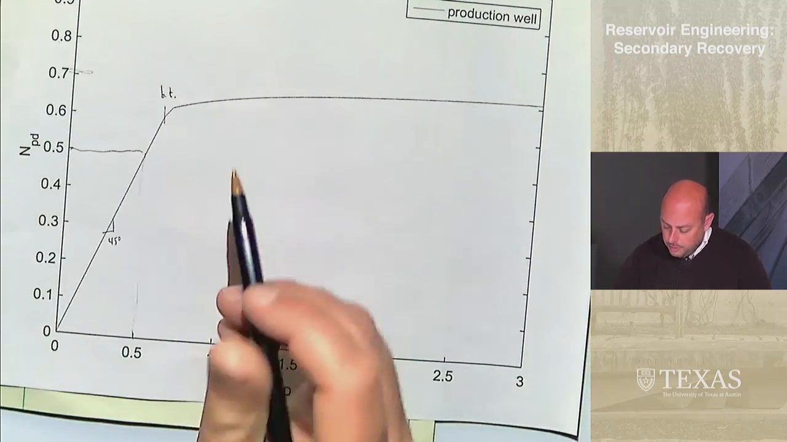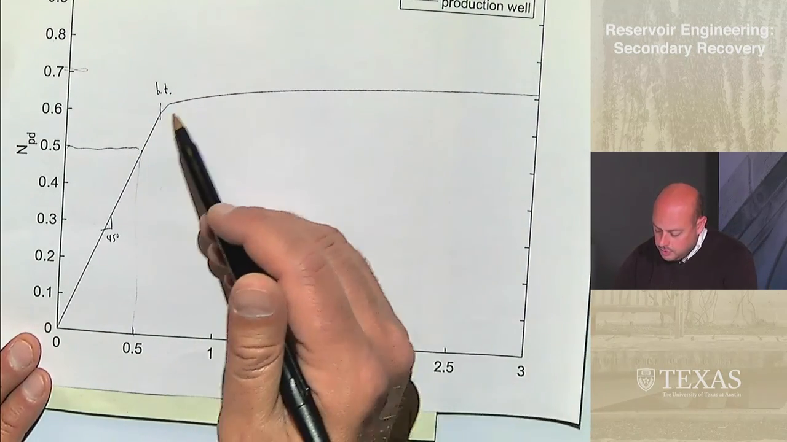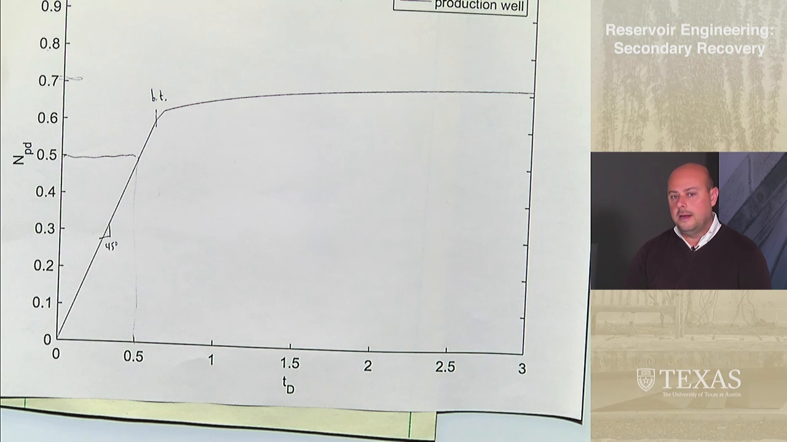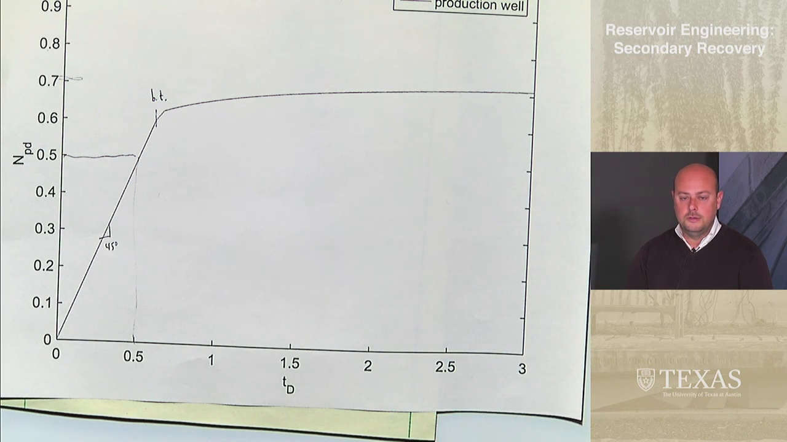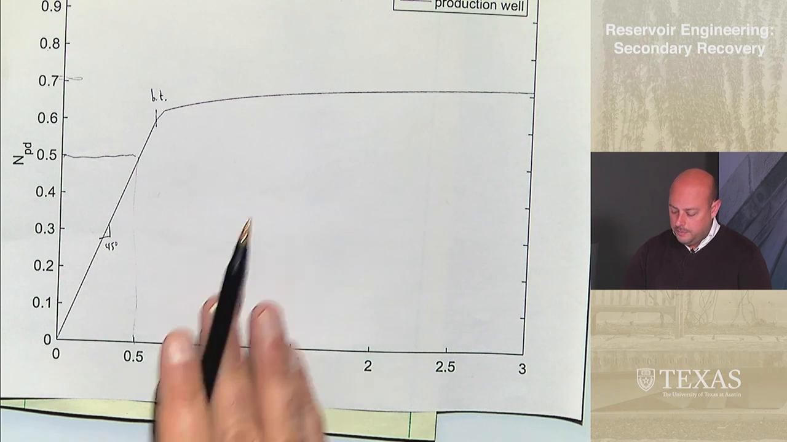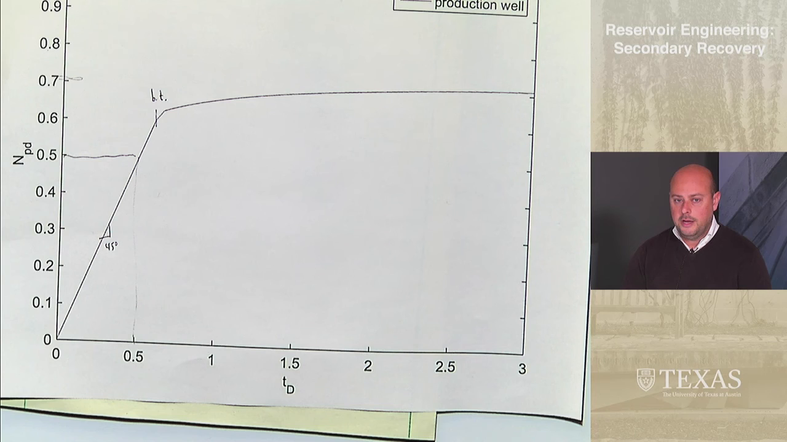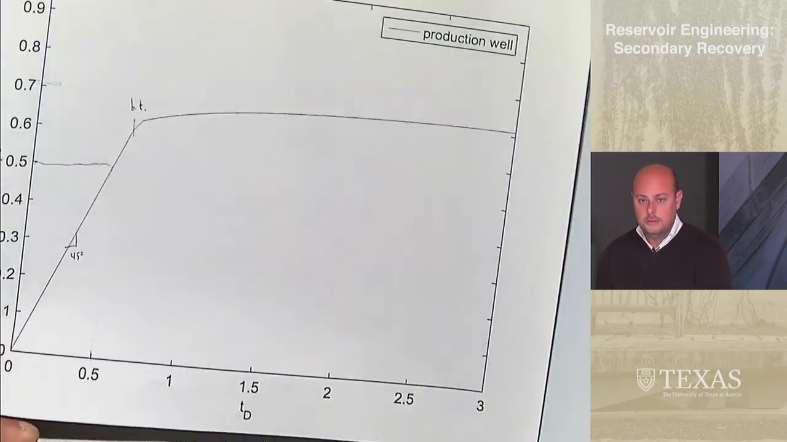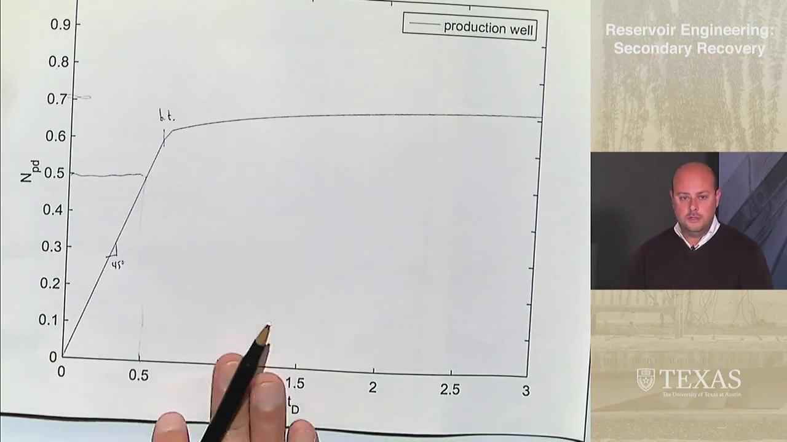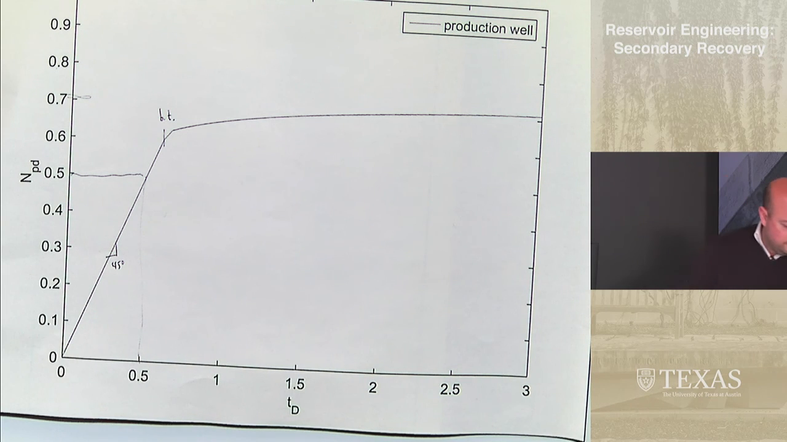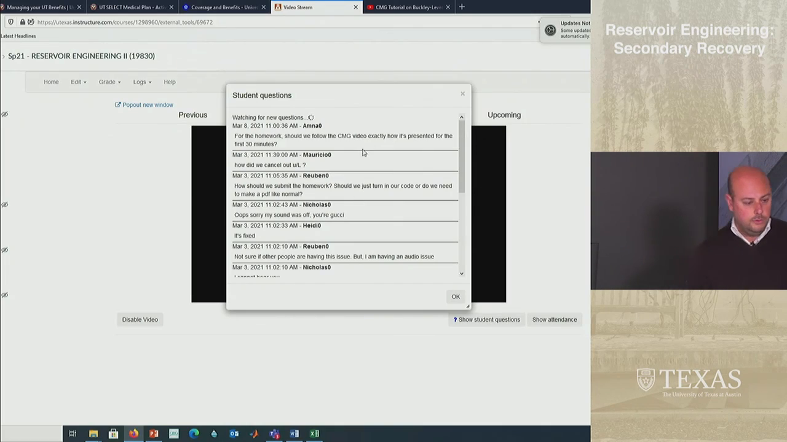Once you get to this breakthrough, all of a sudden this slope changes dramatically. And then the oil recovery is not nearly as good as you'd like it to be. You're still producing some oil, and at least for part of that time, it's probably economical, but at some point it won't be. But let's derive a formula that describes this.